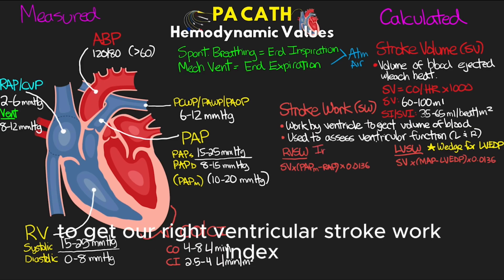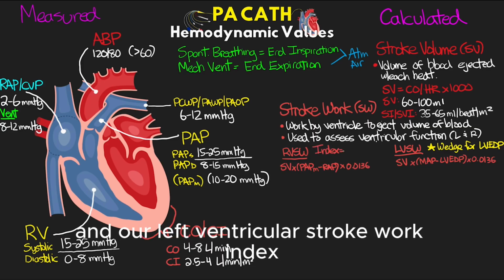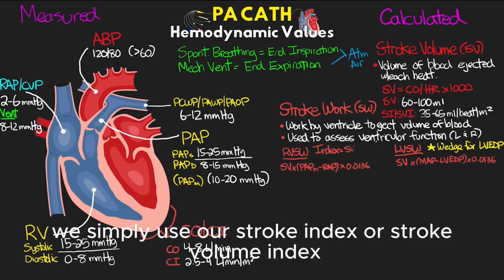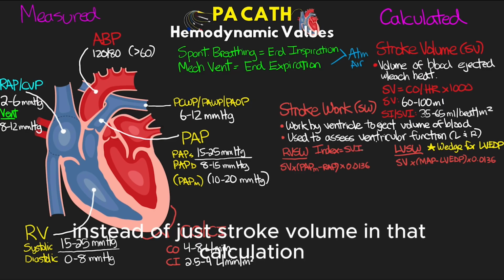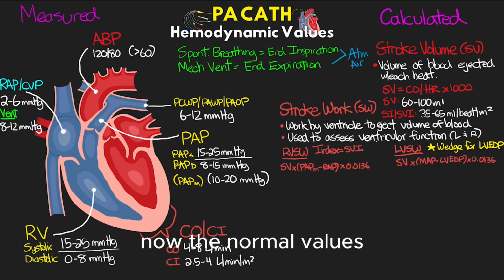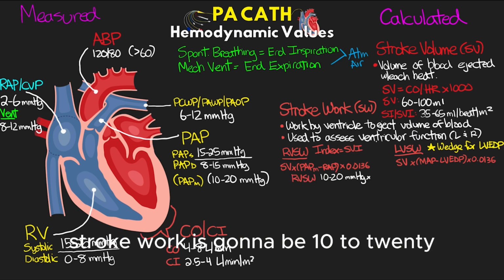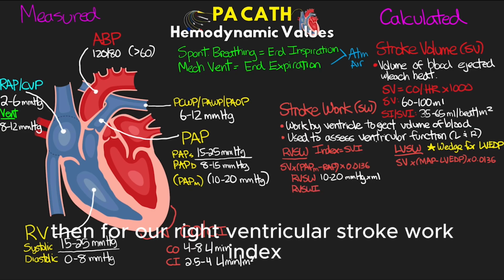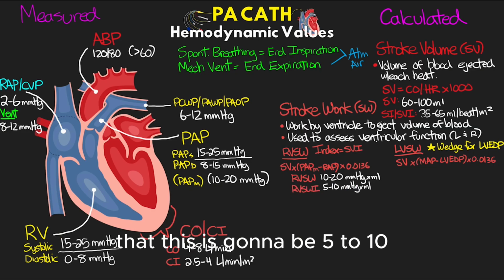Now, to get our right ventricle stroke work index and our left ventricle stroke work index, we simply use our stroke index or stroke volume index instead of just stroke volume in that calculation. Now, the normal values for our right ventricle stroke work is going to be 10 to 20. Then for our right ventricle stroke work index, this is going to be 5 to 10.